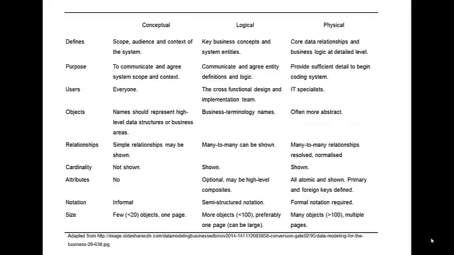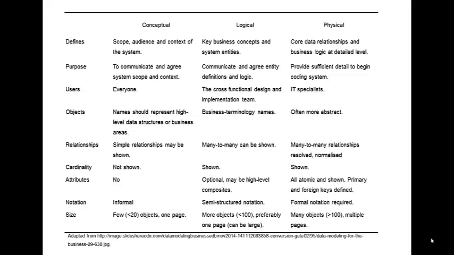The next slide, I won't go into it in any great detail, summarizes the difference between conceptual, logical, and physical models. As we can see, the scope is different. So conceptual models, the audience is a general audience, to communicate and agree about system scope and content. The objects should be high-level data structures, and business areas should have a relatively few number of objects depicted on the page, relatively informal. And as we can see, we move through the logical to the physical model.